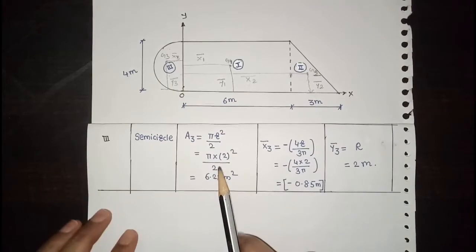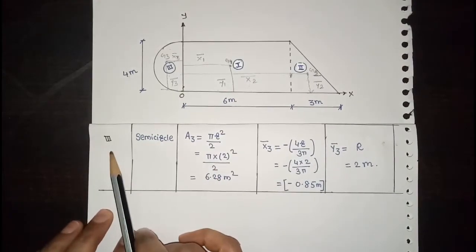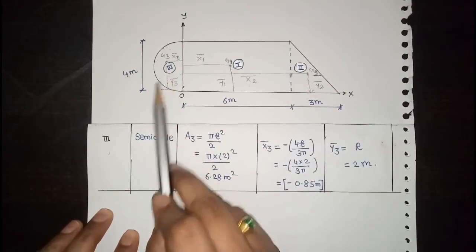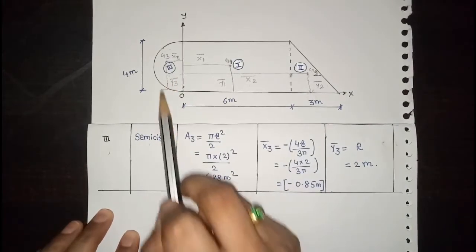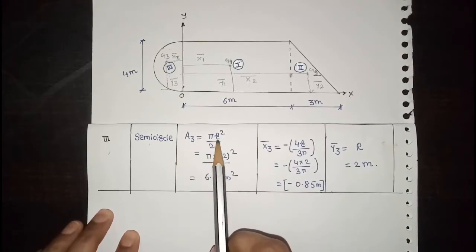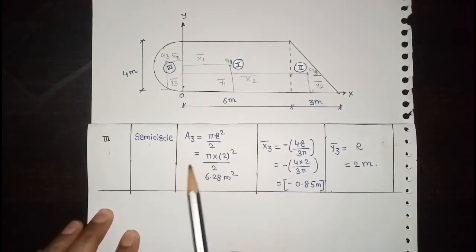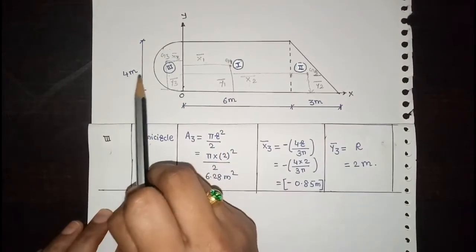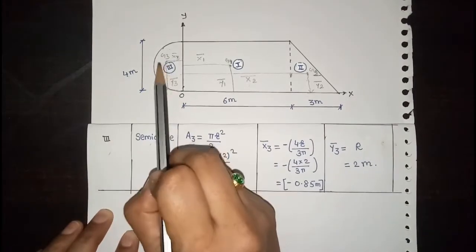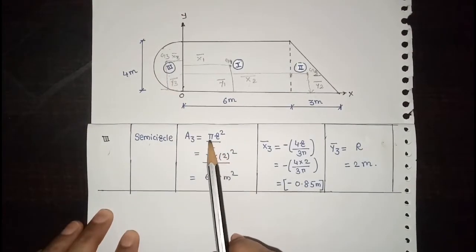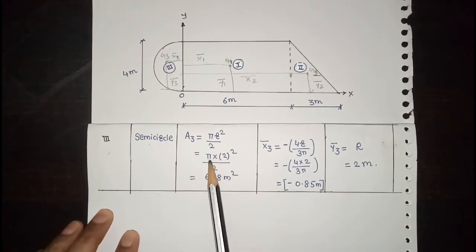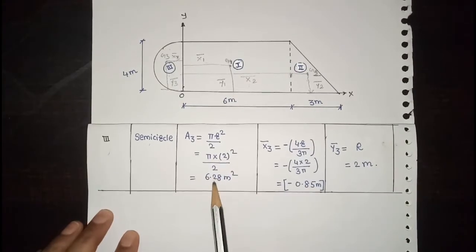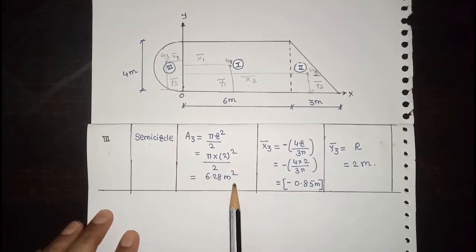So the third section is a semicircle. The area of a semicircle is equal to pi r square by 2. What is the value of r? R is 2 meter. So pi r square by 2 is equal to pi into 2 square divided by 2, then we get 6.28 meter square.